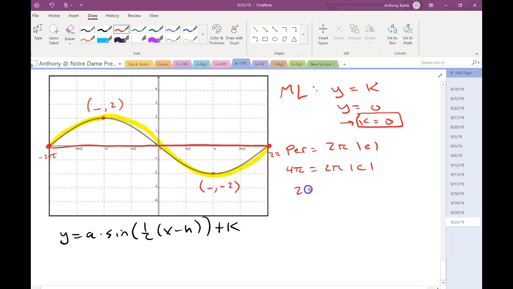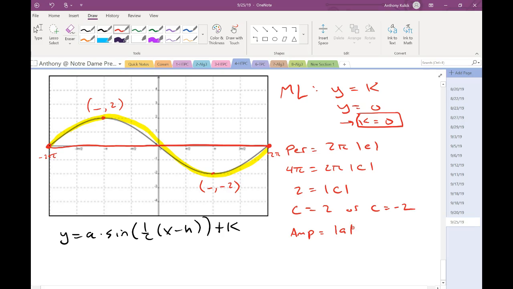So what that tells me is 2 is equal to the absolute value of C. So C equals 2 or negative 2. Everybody okay? We'll wait until figuring out which one we want to use there for a moment. What do we still have to figure out? H and A, right? Which one should we do next? Let's do A next.